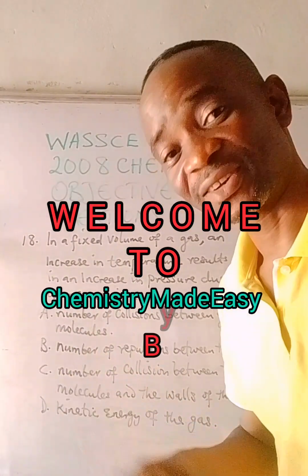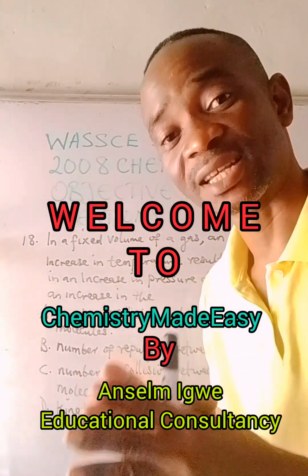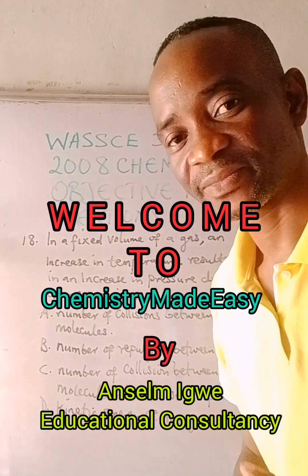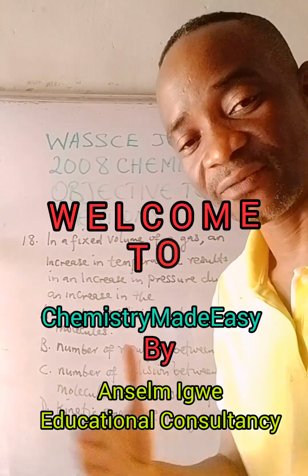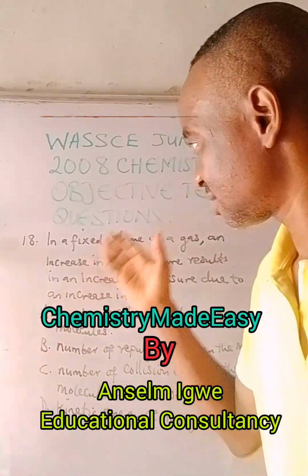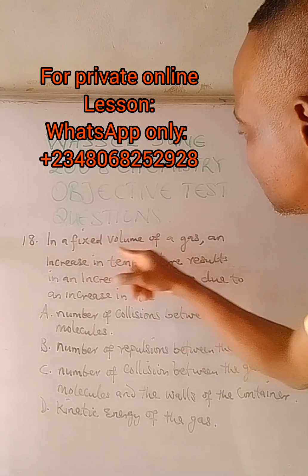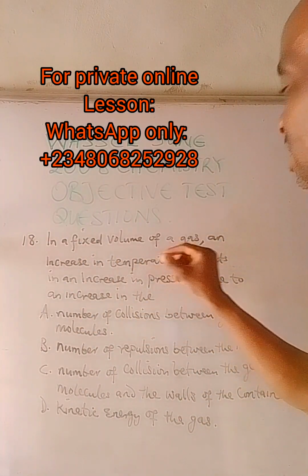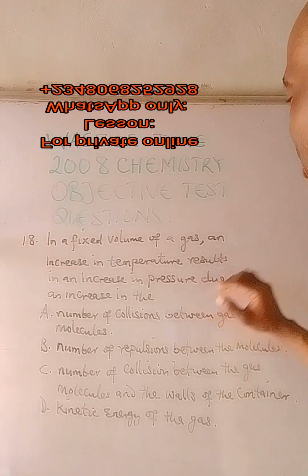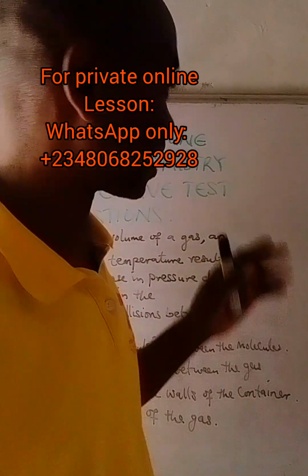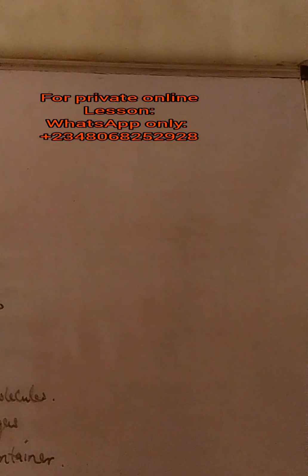This particular question is gotten from the SS1 scheme of work, precisely second term. It is on the kinetic theory of matter. If you know your kinetic theory of matter, this question should be a very cheap one for you. It says, in a fixed volume of a gas, an increase in temperature results in an increase in pressure due to an increase in the dash. Now, let me analyze this very well.